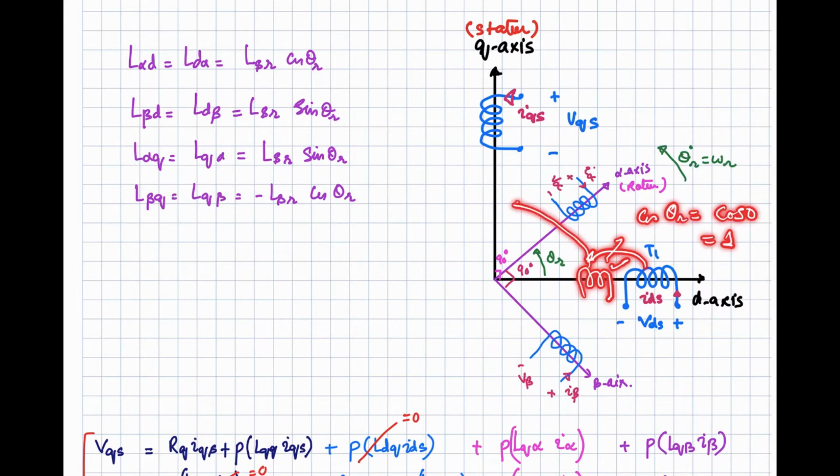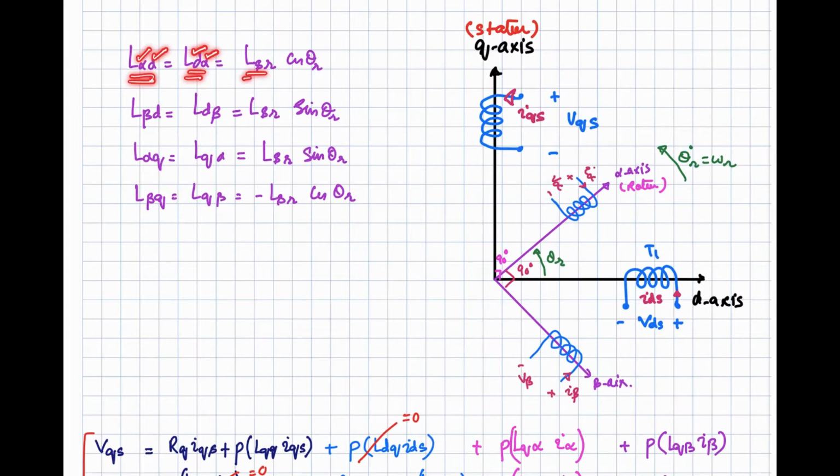And when this winding reaches this position, the flux linkage is going to become 0, because they become orthogonal, perpendicular to each other. So when theta r is 90, cos of 90 is 0. So we can model it with the cosine function. So LSR, as we have seen, is the inductance between the stator and the rotor. LSR represents the maximum value of this mutual inductance, multiplied by cos of theta r.